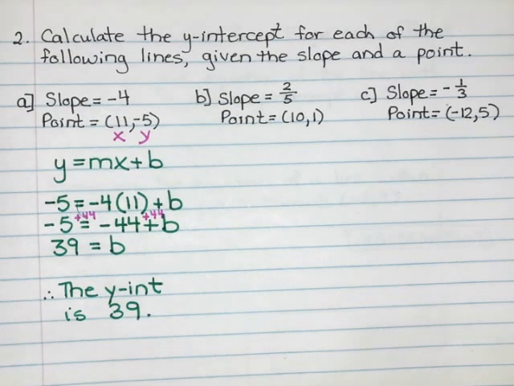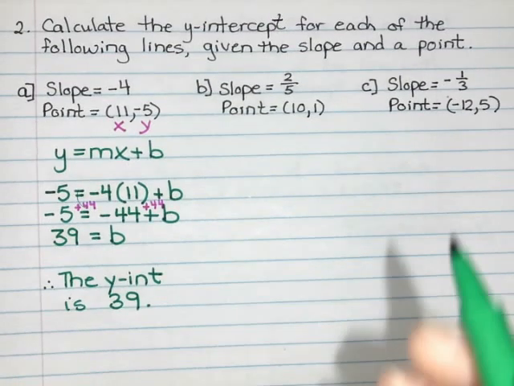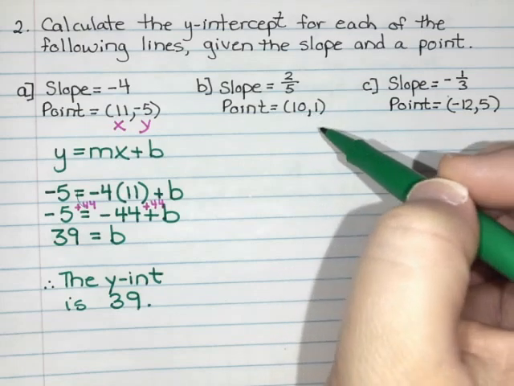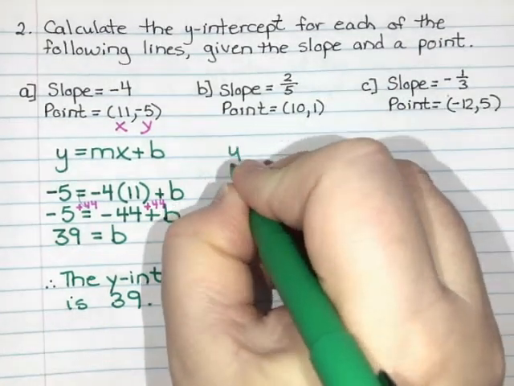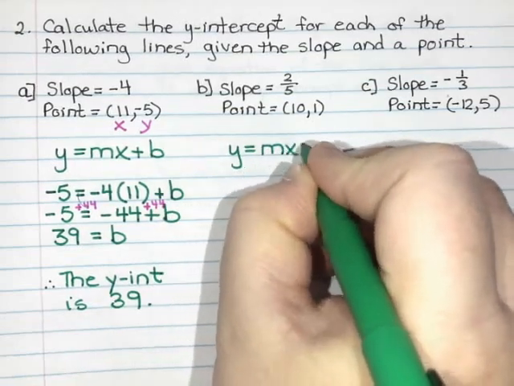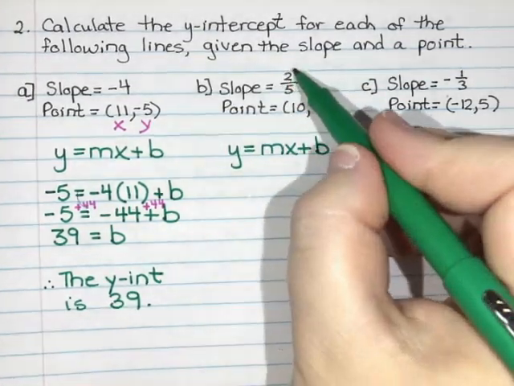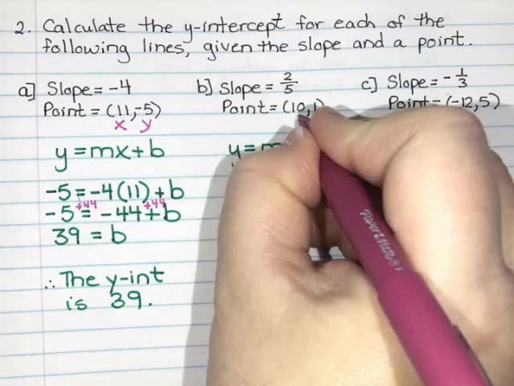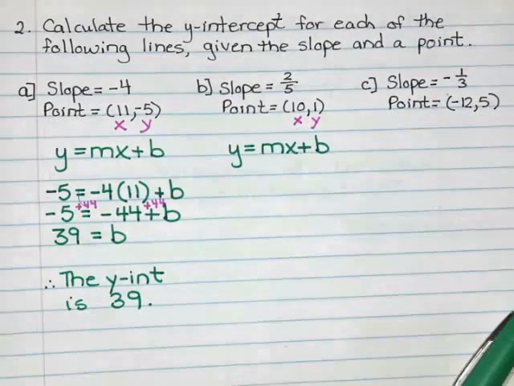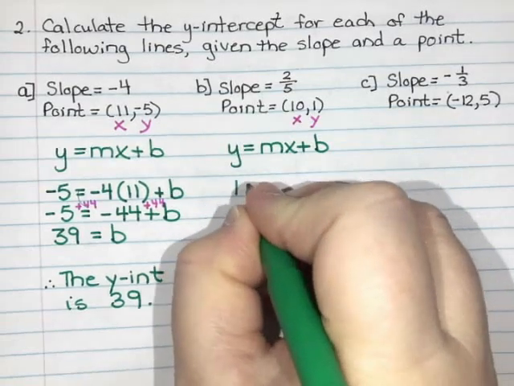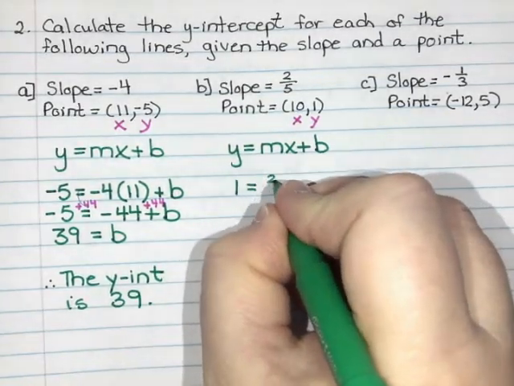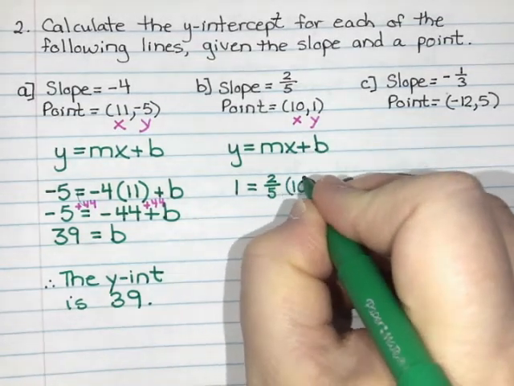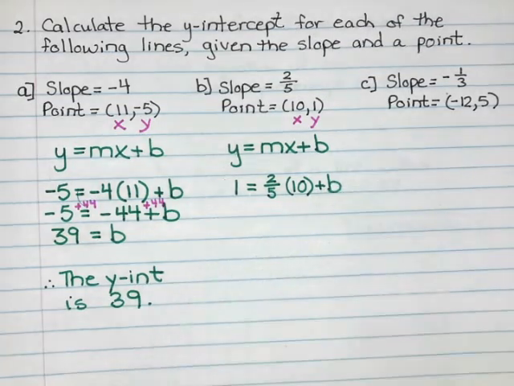Okay, we need to try another one, this time with a fraction. So this one says our slope is 2/5 and the point is 10 and 1. So once again, I'm going to start with y equals mx plus b. I'm going to use 2/5 for my slope. And for x and y, I'm going to use the point. X comes first and then y. So my y is 1. My slope is 2/5. We'll have to talk about that in a minute. X is 10 and then plus b.